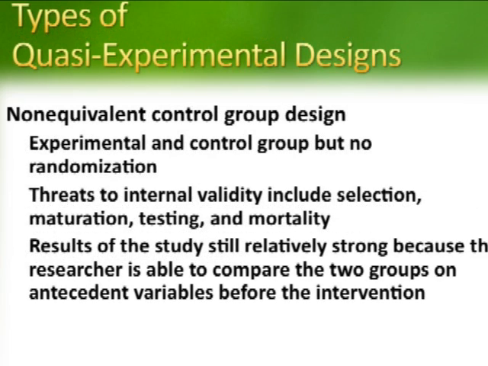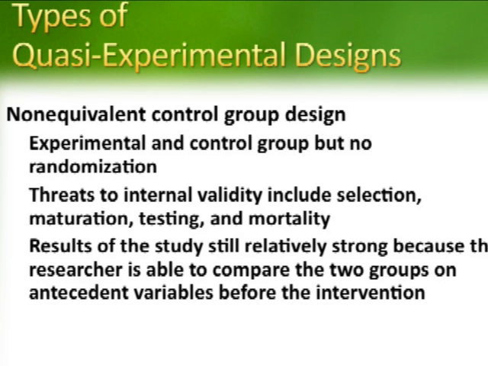There are several types of quasi-experimental designs, and the first one we're going to look at is the non-equivalent control group design. It has an experimental and control group, but no randomization. The threats to internal validity include selection, maturation, testing, and mortality.